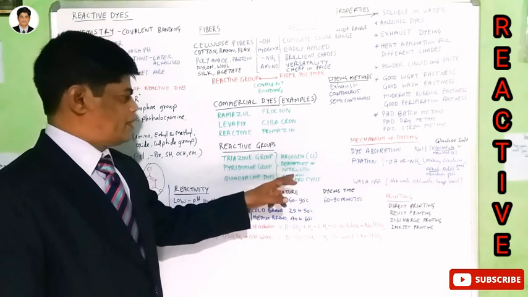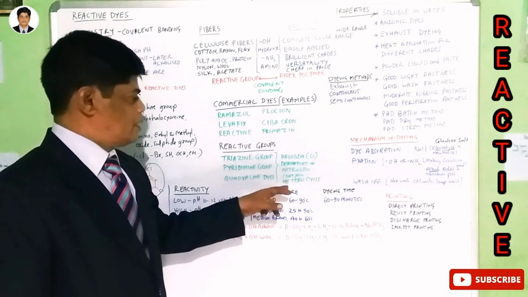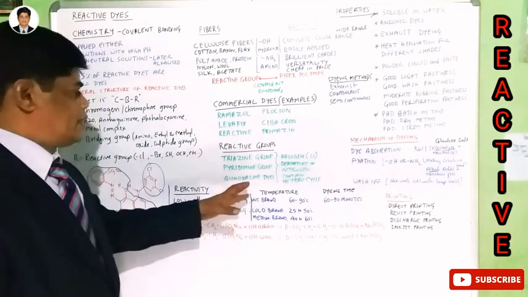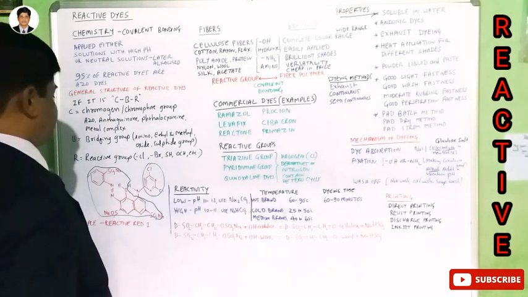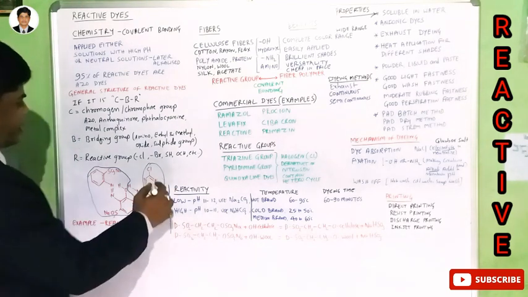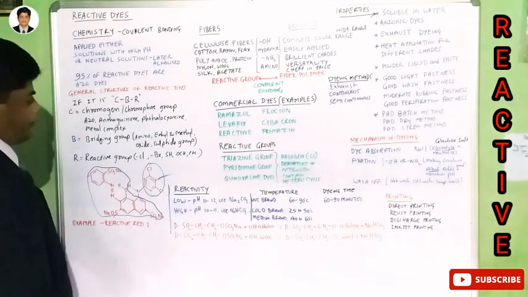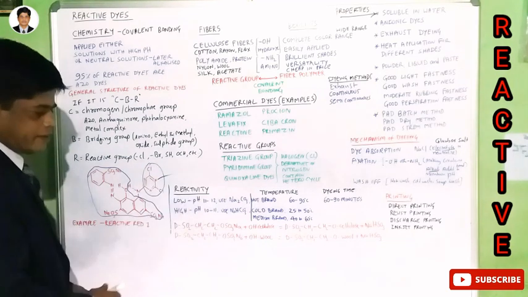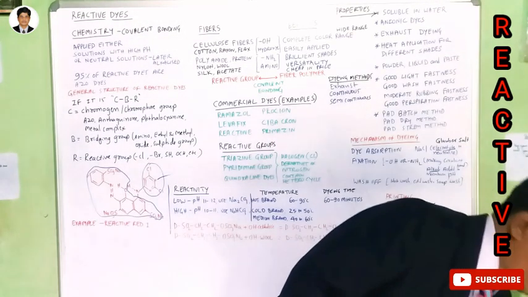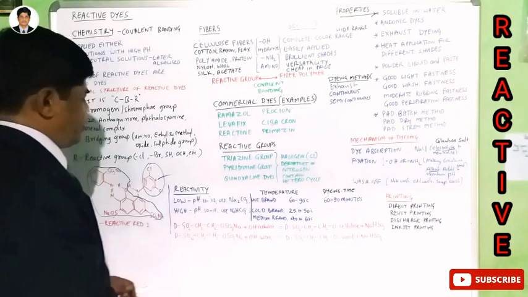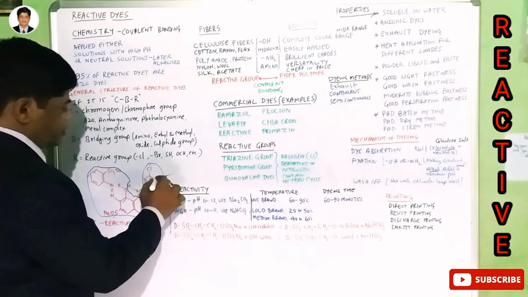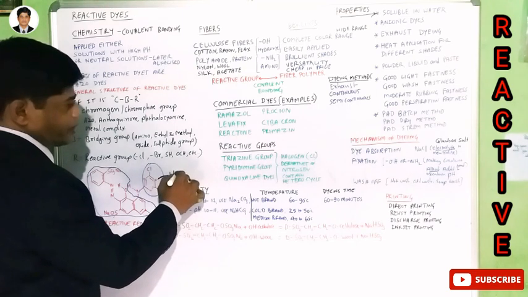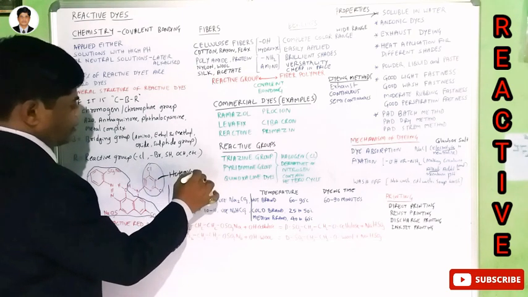These are halogen derivatives of nitrogen-containing heterocycles. That is a chemical name. This is the part of the group containing the heterocycle. I am writing here in black for your understanding. Please pause the video and take notes. Pause the video and note down. This is a heterocycle. Okay, heterocycle.